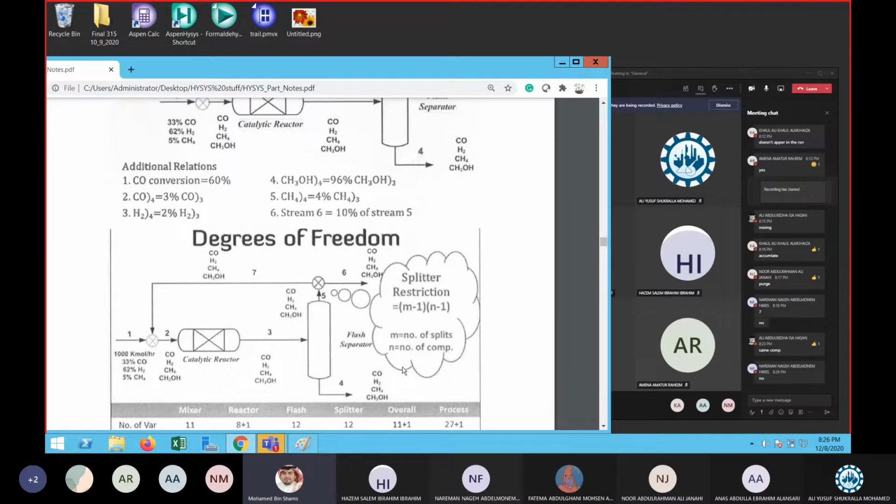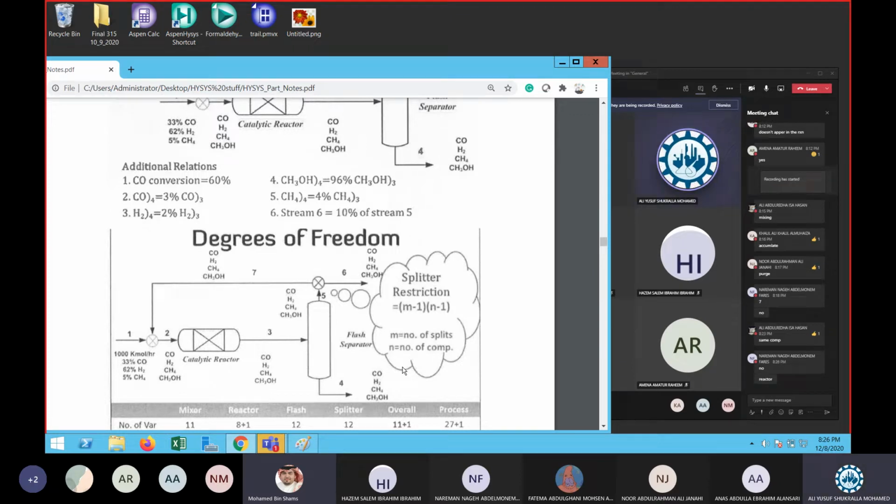Why we don't count the conversion, Shabab? Because the conversion basically relates which streams? Which streams are related, Ali? 2 and 3. And are 2 and 3 part of the overall picture? No. Then we don't consider the conversion.